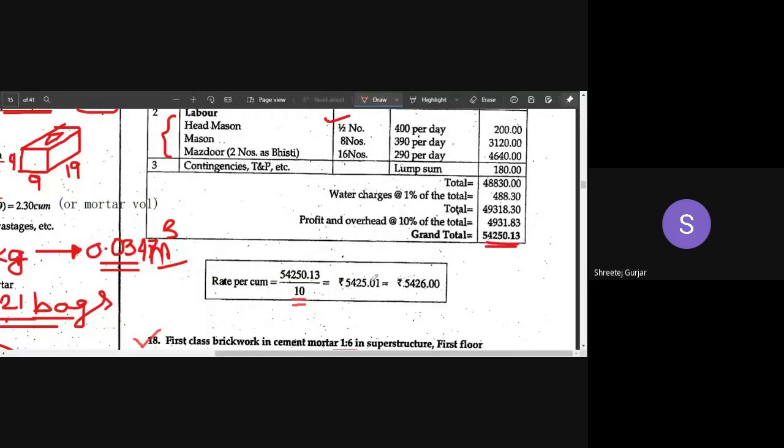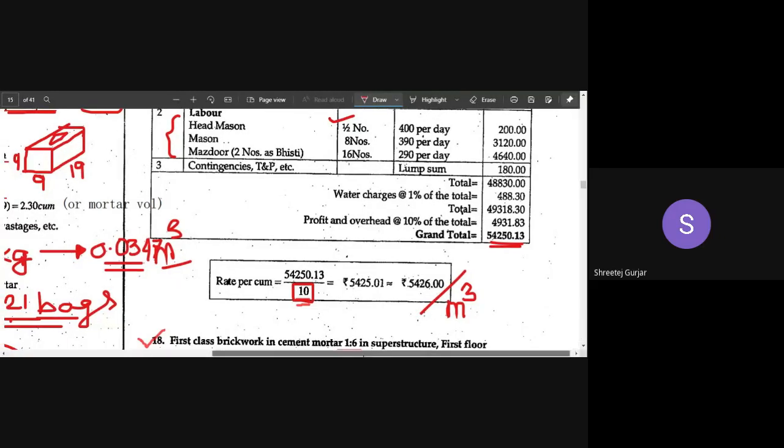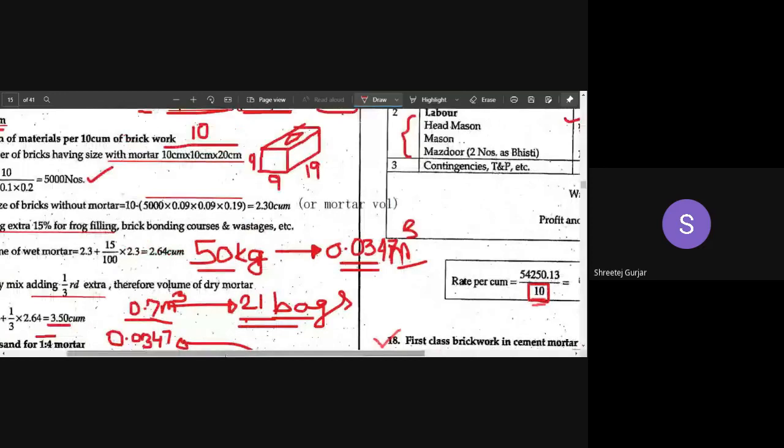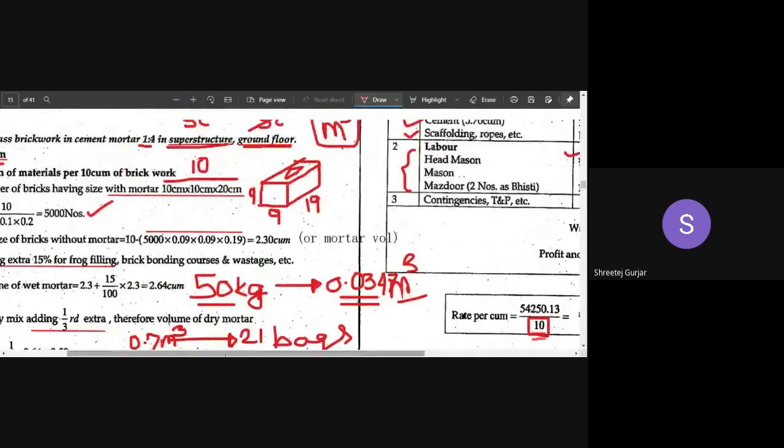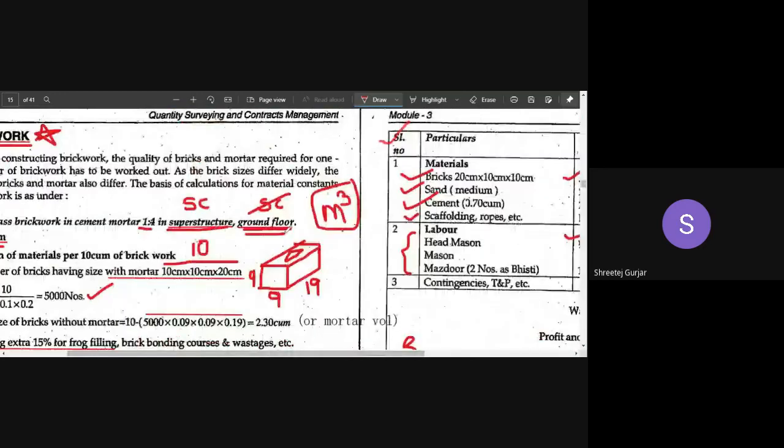Total, divide that by 10, which we had assumed initially, 10 cubic meters. So this is the rate which we have got per cubic meter. Okay, 5,426 rupees per cubic meter is the rate for brickwork. It is the rate for brickwork in superstructure, and also in ground floor.